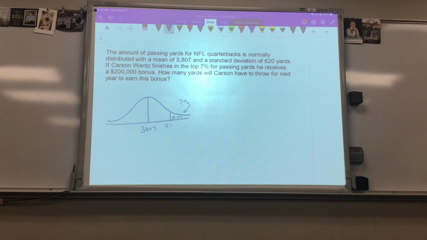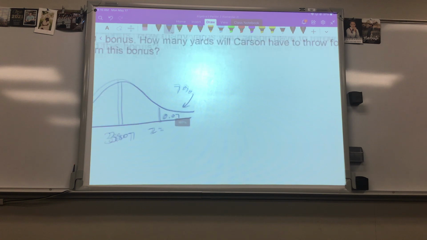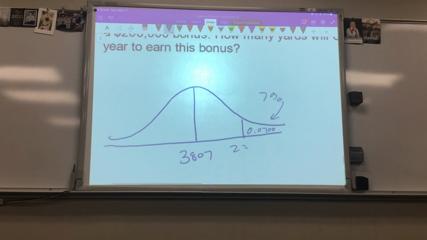Can I find an area? 7%, that puts us at 0.07, right? So what's the area to the left of that? 93%, right? Or 0.9300. Am I able to find that z-score? So, let's put it this way. I can find the z-score, right? I know the mean and the standard deviation. Will that allow me to find the score that I need to get, or the yards that Wentz needs to pass for? You guys understand how I did this? Top 7%. Okay.